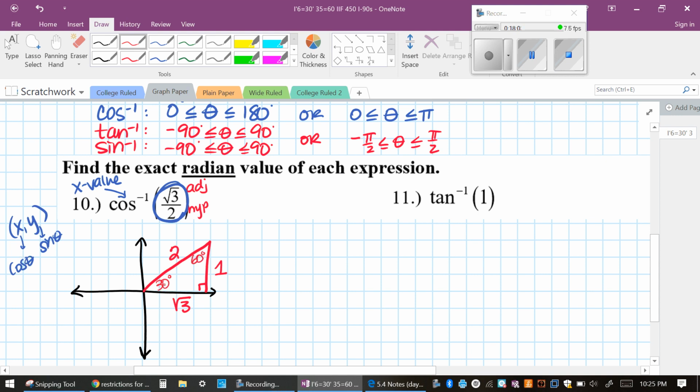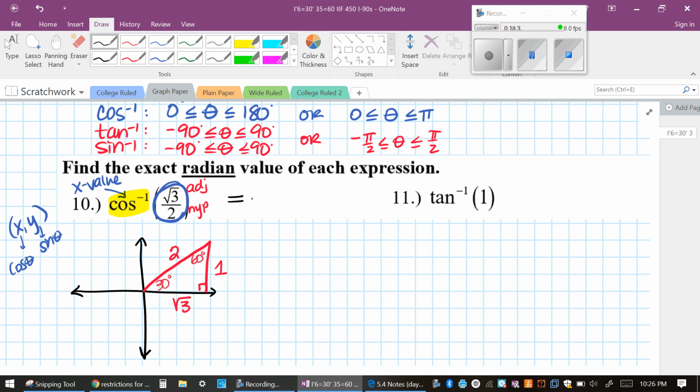They asked you here, what is the cosine inverse or arc cosine of root 3 over 2? Whenever they use inverses, they're asking you for an angle. So anytime they say cosine inverse or tangent inverse or arc cosine, arctan, they're asking you for an angle. That was another thing that was really rough the last time you guys took your test. Some of you were giving me a ratio when you should have been giving me an angle.